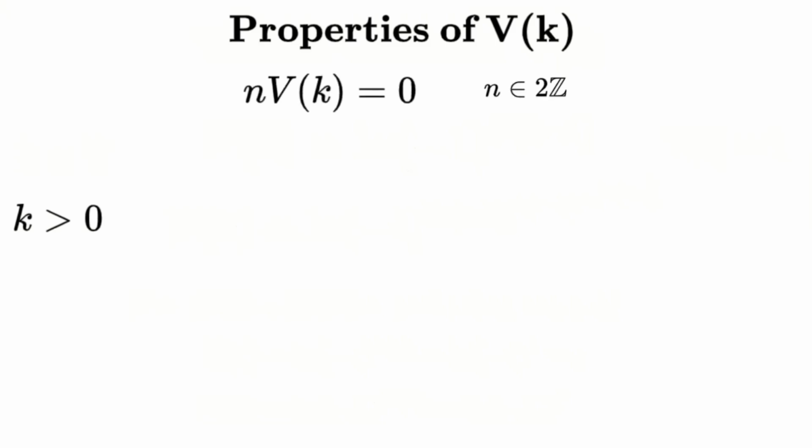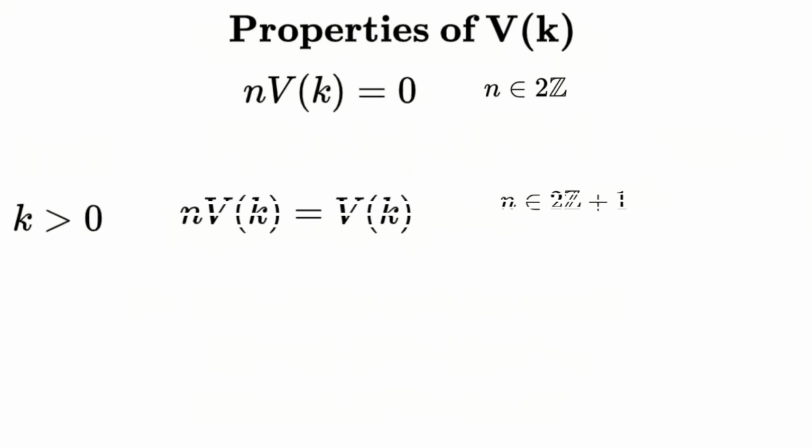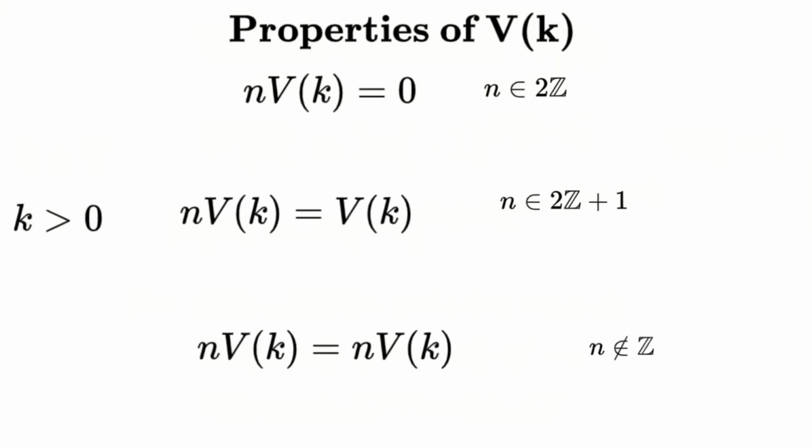Properties of the virtual function. The virtual function v of k has some interesting properties that help us simplify calculations. Let's go through them. The behavior of a number times v of k depends on whether the number is even, odd, or something else. Here are the rules. 1. If the number is even, then multiplying it by v of k gives 0. 2. If the number is odd, then multiplying it by v of k gives back v of k. 3. If the number is neither even nor odd, such as a fraction or an irrational number, then it simply remains as it is. Let's apply these rules with some examples.